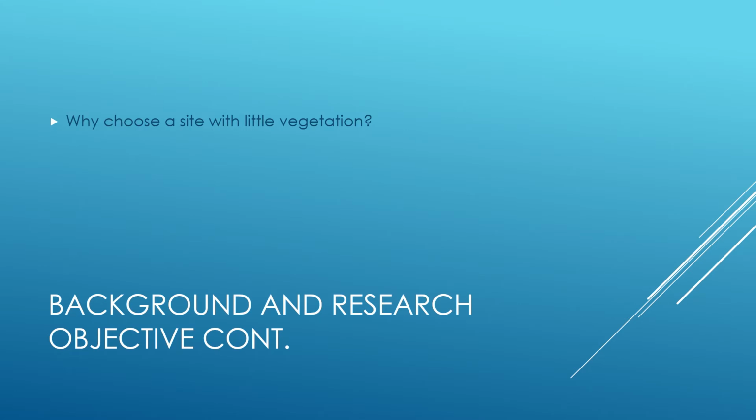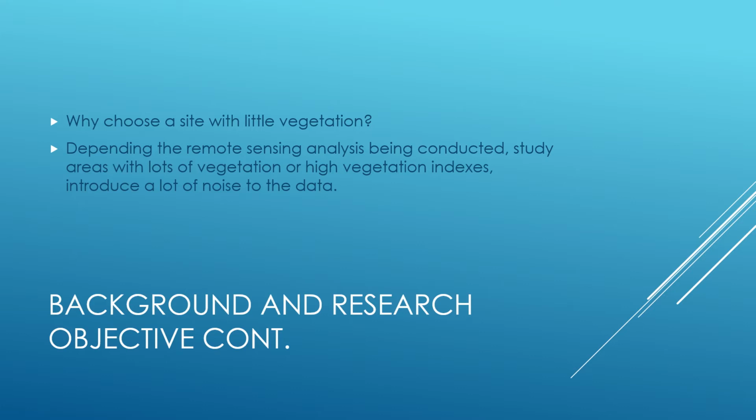So why choose a site with little vegetation? Well, depending on the remote sensing analysis being conducted, study areas with lots of vegetation or high vegetation indexes introduce a lot of noise to the data. This is something that is measured. It's an equation. It's actually called the NDVI, and it's used in remote sensing to determine the canopy growth, how much vegetation an area has.